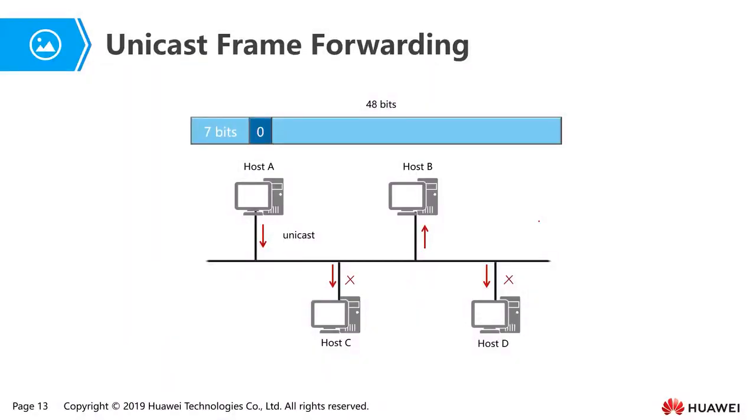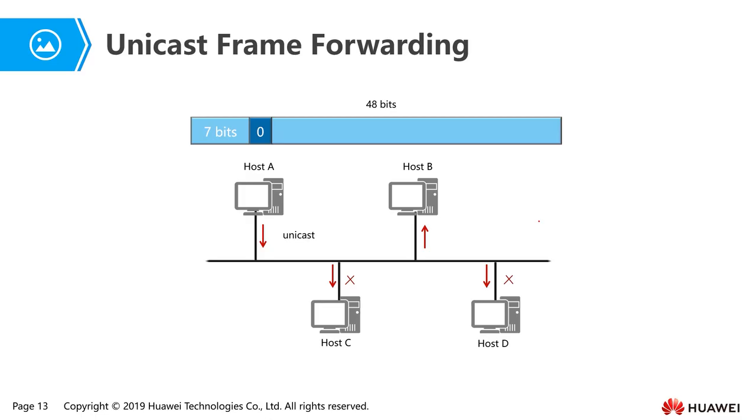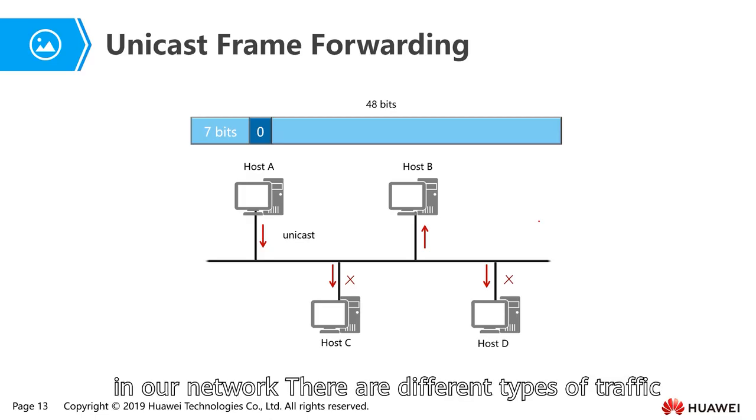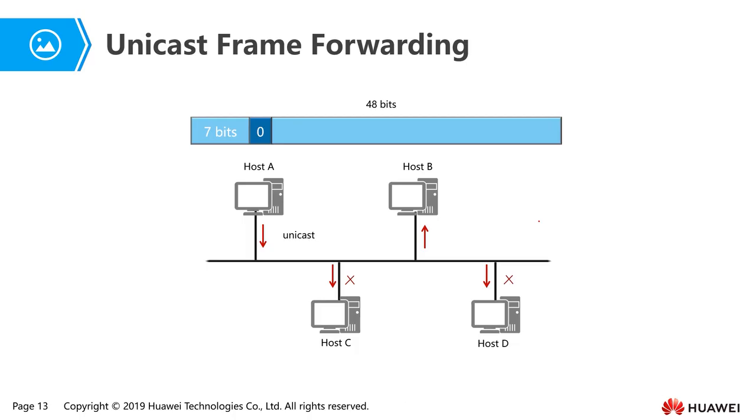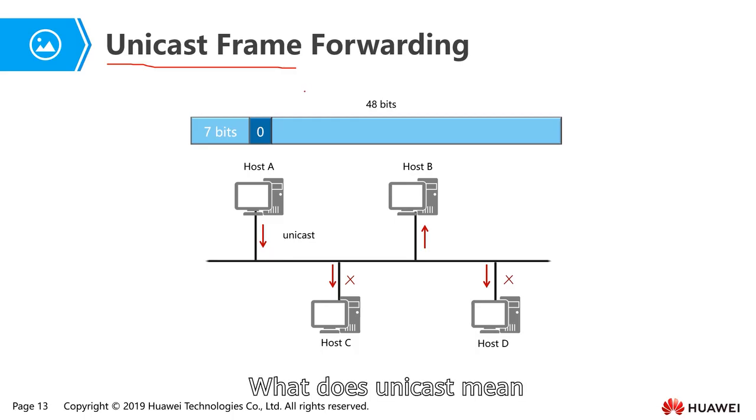And then the MAC address still has different types. In our network, there are different types of traffic, different types of frames. Of course, the most widely used is the unicast frame. What does unicast mean? Unicast means when the computer sends the frame out, the destination is only one computer, only one host.